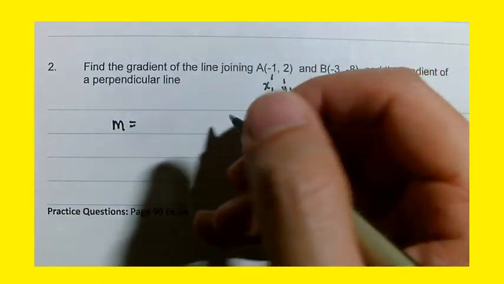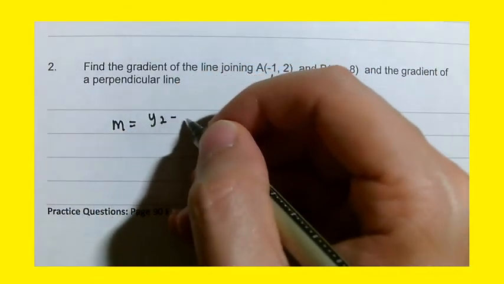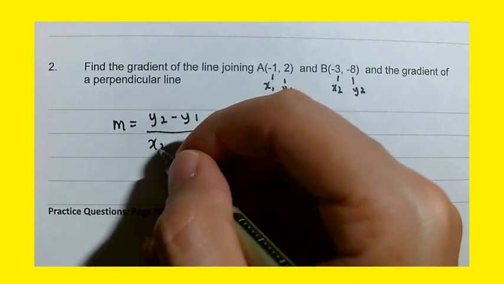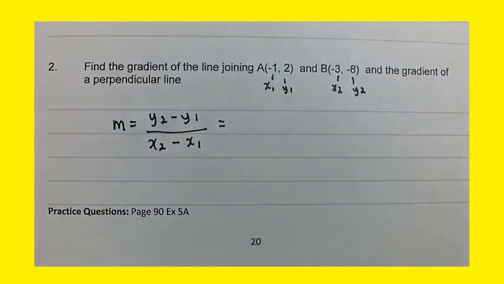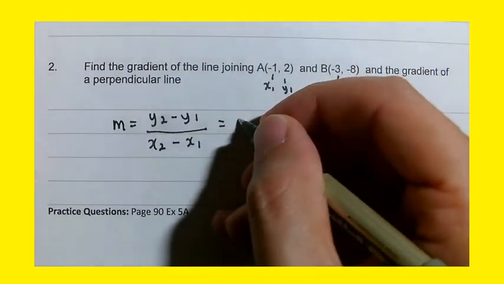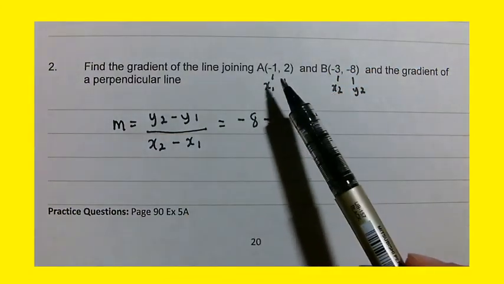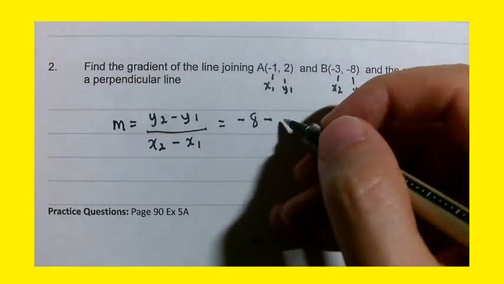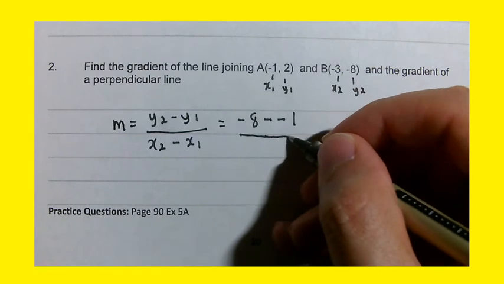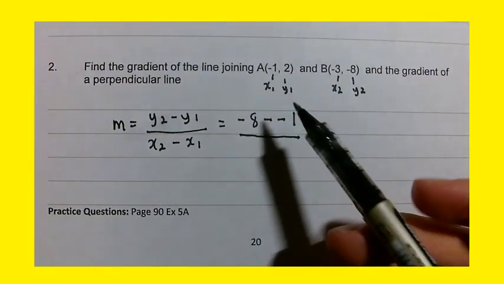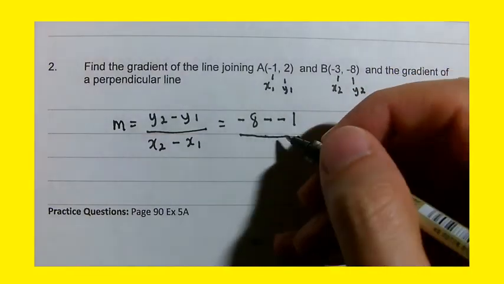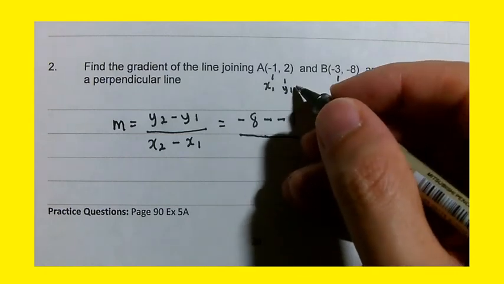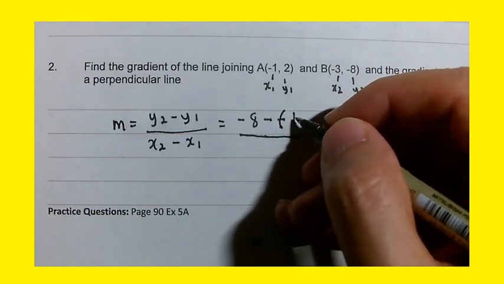So I'm going to find the gradient of this line: y2 minus y1 over x2 minus x1. I'm then going to substitute the coordinates as I've labelled them. So y2 is minus 8 minus, and be careful with negatives, students can get this wrong as well. Oh, have I done that correctly? I just said x1 there, so that's not correct. It's got to be minus 8 minus y1, which is actually 2.